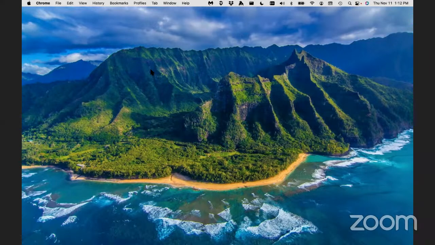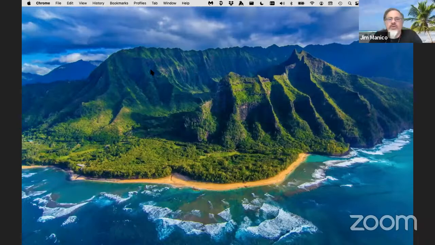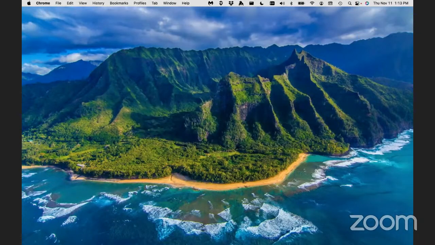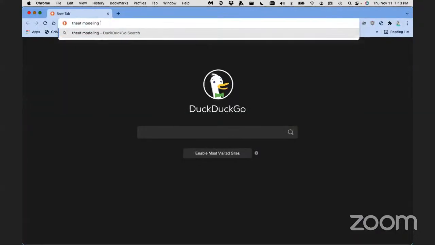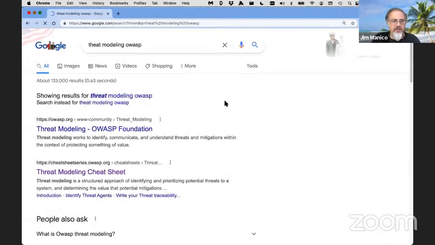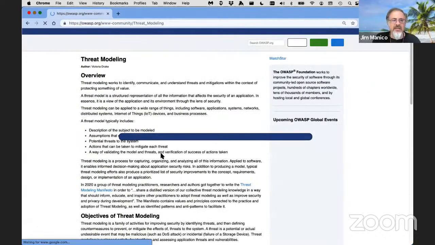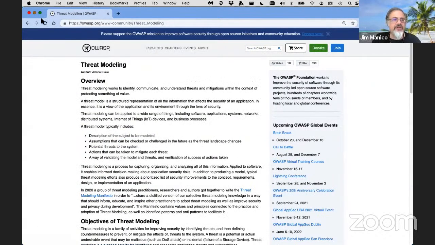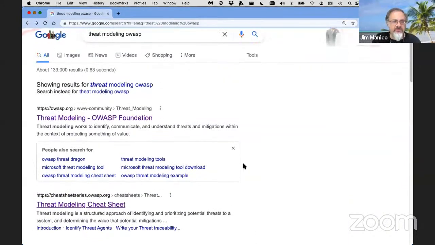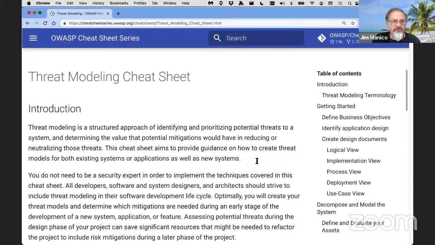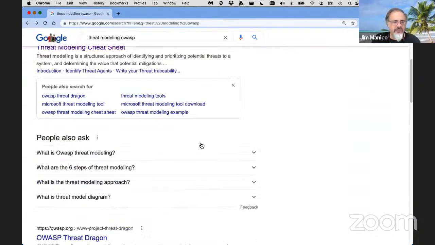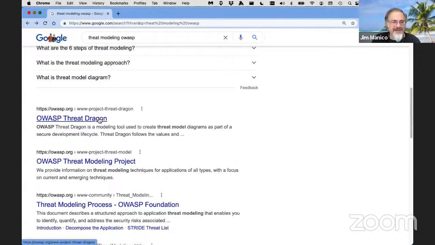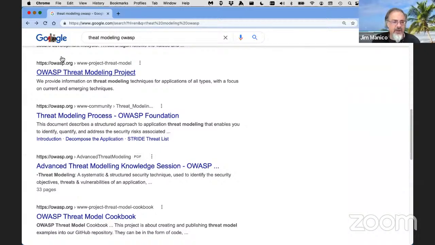A question from Michael Furnham: insecure design is a very wide issue. What are your recommendations? Any cheat sheets? Let's go look at the threat modeling topics at OWASP. There's the whole threat modeling introduction here. There's also the threat modeling cheat sheet, which we've built as well. There's the OWASP Threat Dragon, a modeling tool. There's the OWASP Threat Modeling Project. There are so many resources on threat modeling at OWASP.